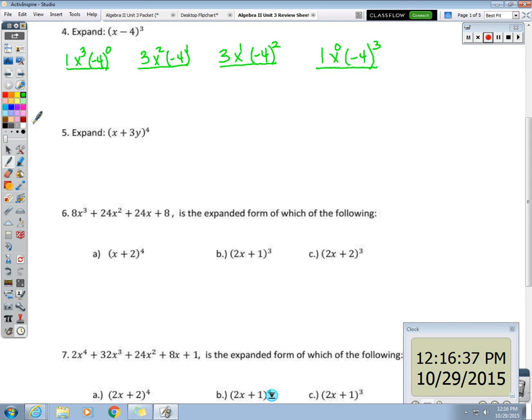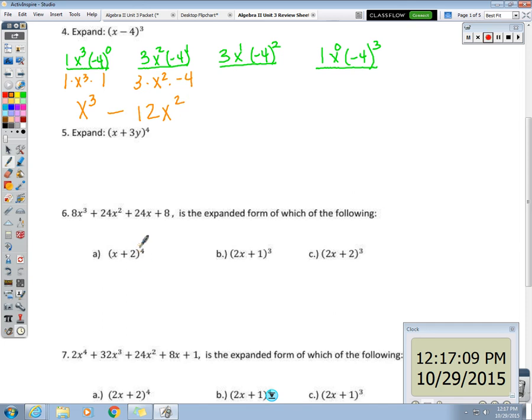Okay, now we just have to start simplifying. Like we have a 1 times an x cubed times a what? 1. Anything raised to the 0 power is 1. So what is 1 times x cubed times 1? X cubed. And so now we're done with term 1. Term 2, we have a 3 times an x squared times negative 4. Because negative 4 to the first power is negative 4. When you multiply that, what do you get?